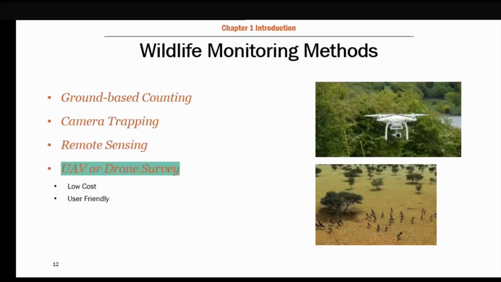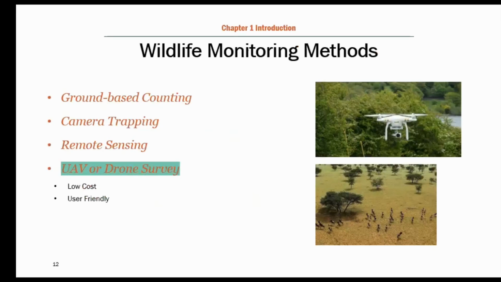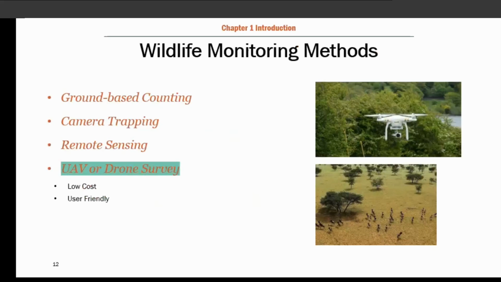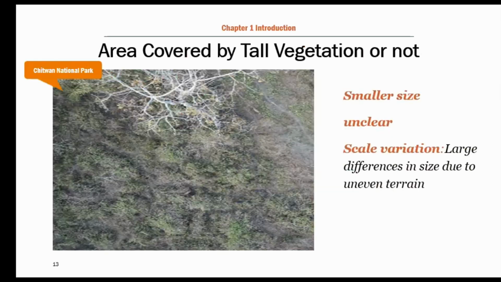Drones get the best balance among these methods, offering convenient data collection and lower cost. Finally, using drones to monitor wild animals in the Chitwan National Park was selected. This is the main reason. The Chitwan National Park is covered by tall vegetation. It's easy for animals to hide under them, making them undetectable.